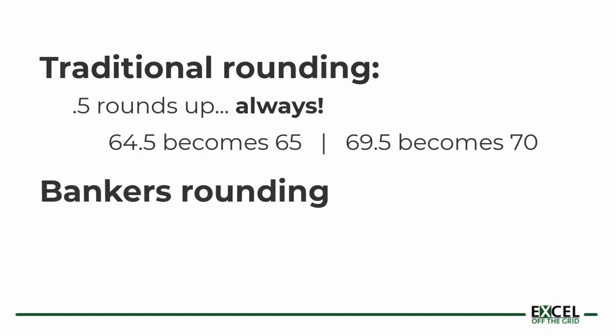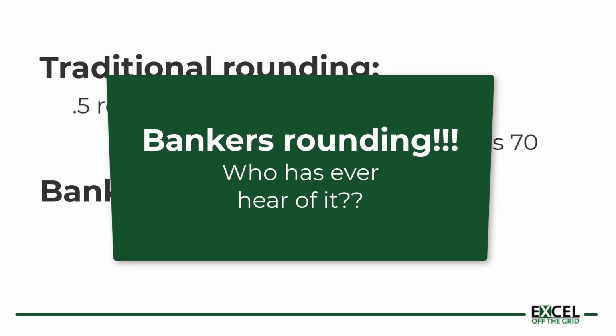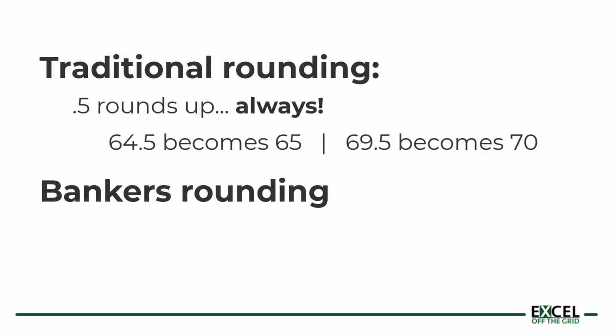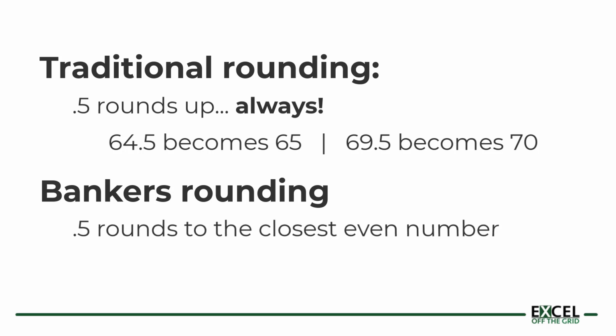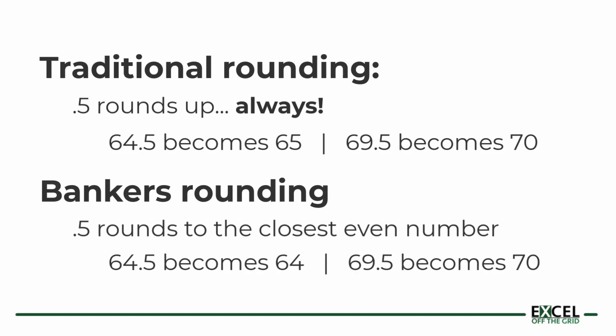Power Query, on the other hand, uses banker's rounding. I'm sure I can guess your response. Banker's rounding? Who's ever heard of it? Well, using the traditional method, if 0.5 always rounds up, it creates a bias over time. Banker's rounding is a method that seeks to remove that bias. The rule with banker's rounding is that 0.5 rounds to the closest even number. Therefore, 64.5 rounds down to 64 because 64 is the closest even number, but 69.5 rounds up to 70 because 70 is the closest even number.